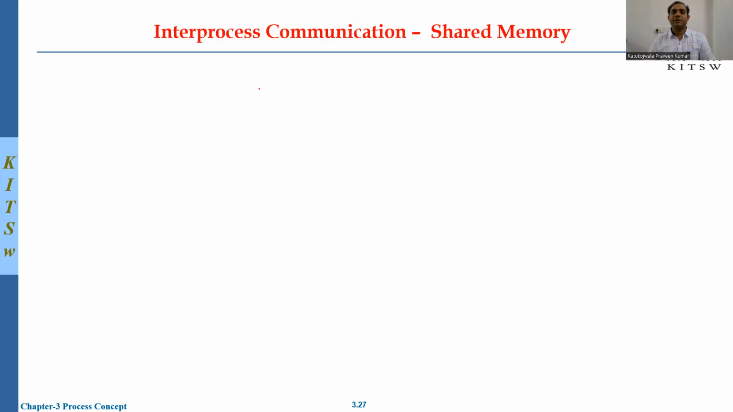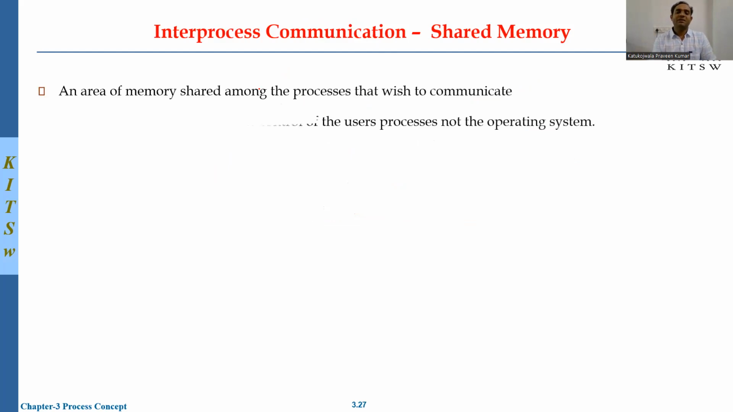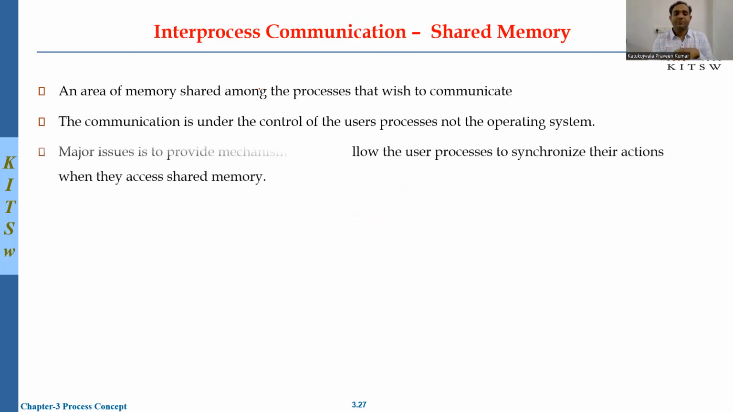So what will happen in inter-process communication? As we have discussed, there are two types of communication: shared memory and message passing. So what will happen in shared memory? An area of memory is shared among the processes that wish to communicate, whatever area you want to share will be shared among the processes. The communication is under the control of the user's processes, not the operating system.